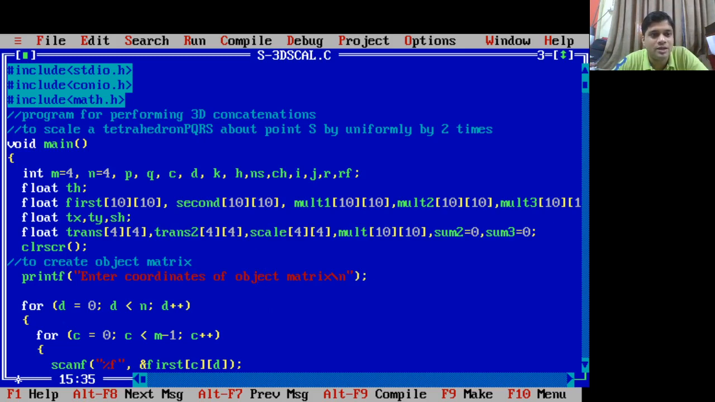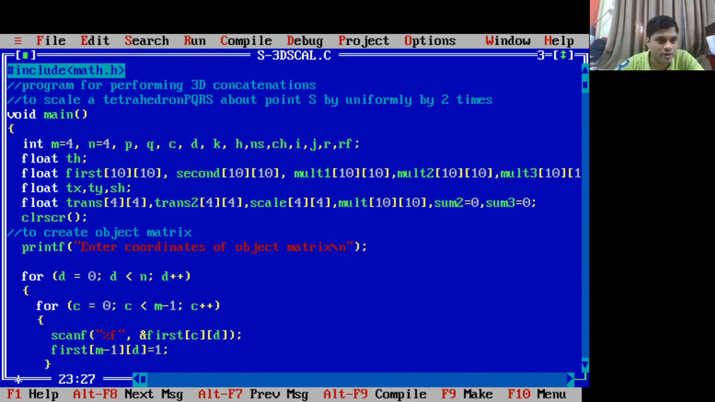Now coordinates will be entered in xyz manner. So we are taking them in using two for loops, that is for d equal to 0, d less than n, and for c equal to 0, c less than m minus 1. Normally, wherever we have to represent a matrix, we write the for loop so that the column increases, and once the columns are covered, then we increment the row. But since coordinates are arranged in this matrix column-wise, we will be incrementing the row and then the column. That's why I have written it in this way.